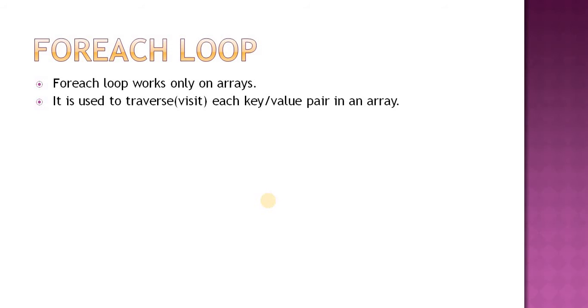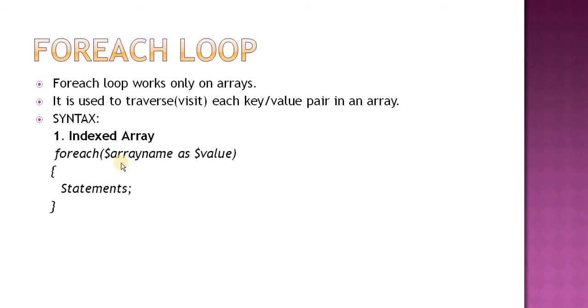If I want to go and see each and every value, at that time I am going to use the foreach loop. The syntax, first we will see it for an index array. foreach, then we have the array name, as $value, then curly brackets, statement, and closing of curly brackets. This is for an index array. Let us see an example for this.